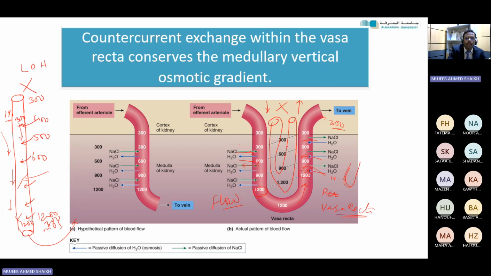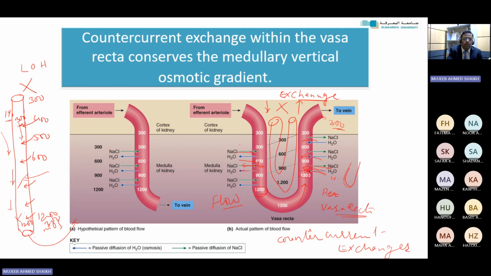It is known as counter because in one segment the solutes are coming in and water is going out, and in the other segment solutes are going out and water is coming in. That is called exchange. So this is why the arrangement of the vasa recti is known as the counter current exchanger.